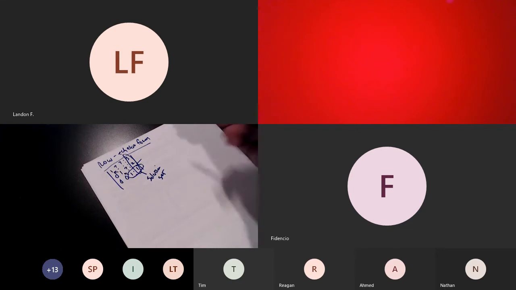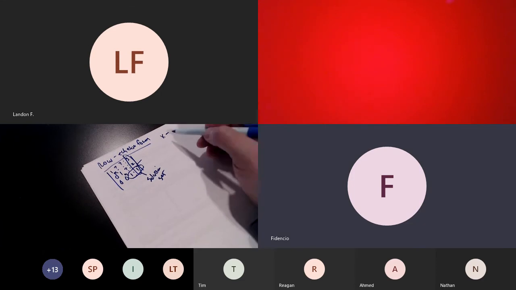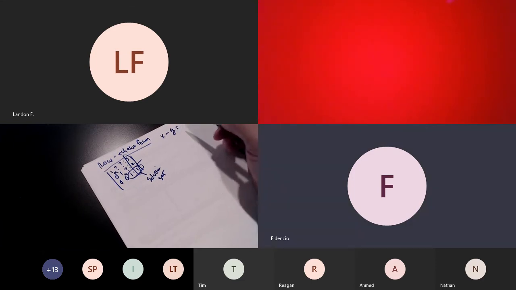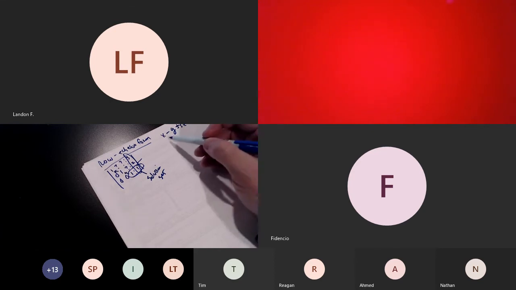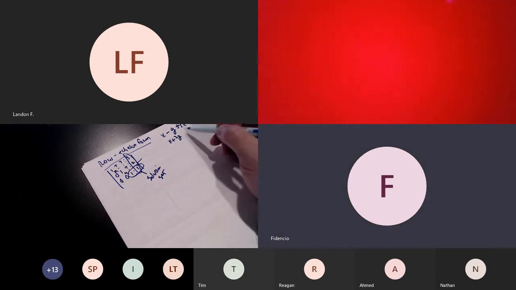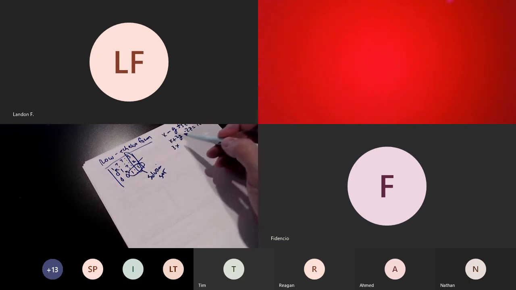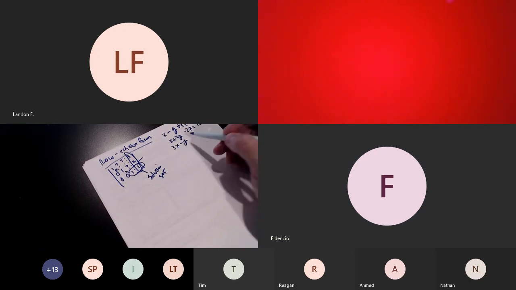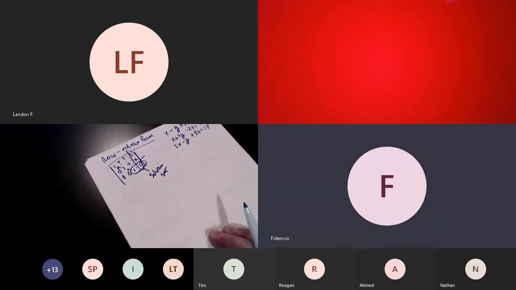So if I have, let's go with x minus y, sorry, plus 3z equals 4, and x plus 2y minus 2z equals 10, and 3x minus y plus 5z equals 14.